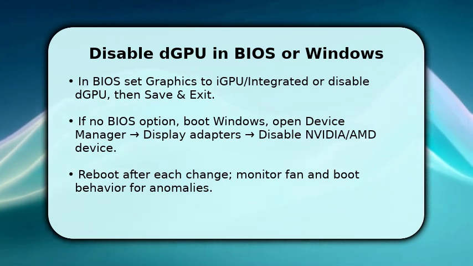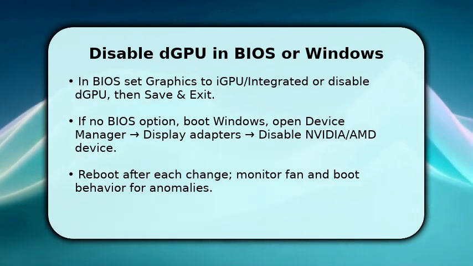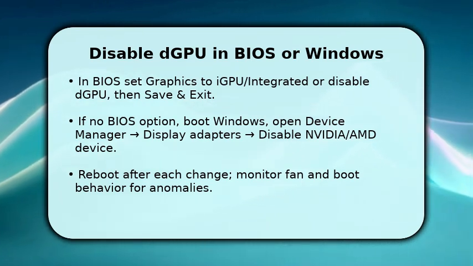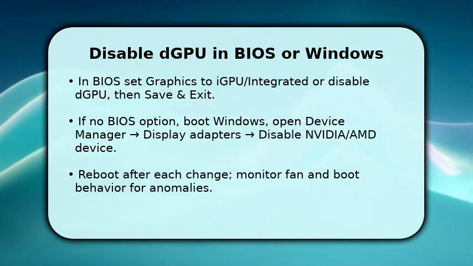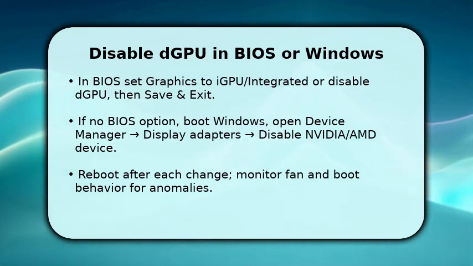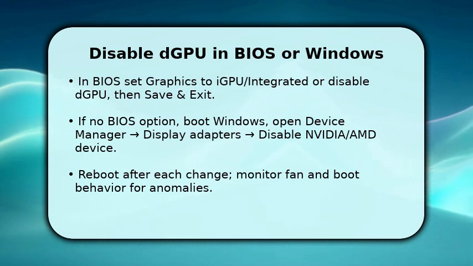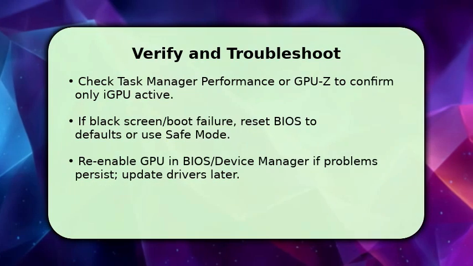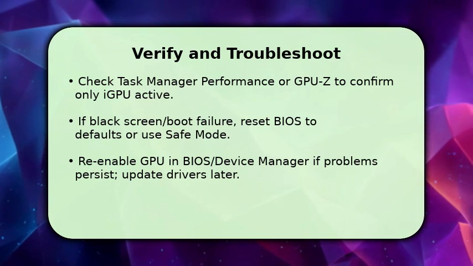If your BIOS lacks that control, do it in Windows. Open Device Manager, expand Display Adapters, right-click the discrete NVIDIA or AMD device and select Disable Device. Reboot to apply changes. You're doing this to reduce heat, extend battery life, or solve driver conflicts, so validate behavior after each reboot. You finish by confirming the discrete GPU is off.